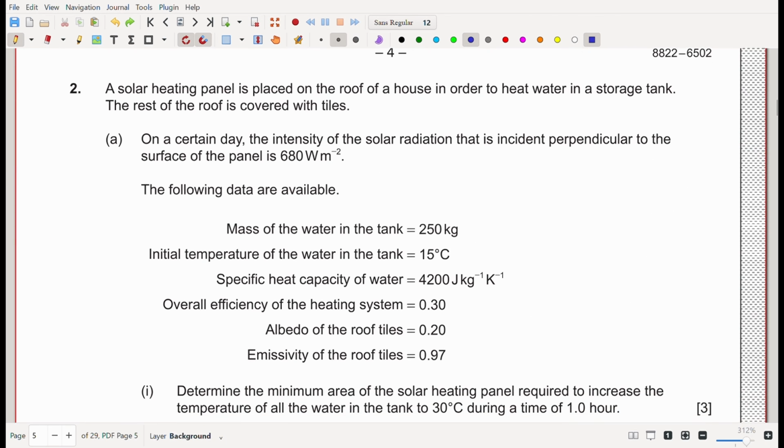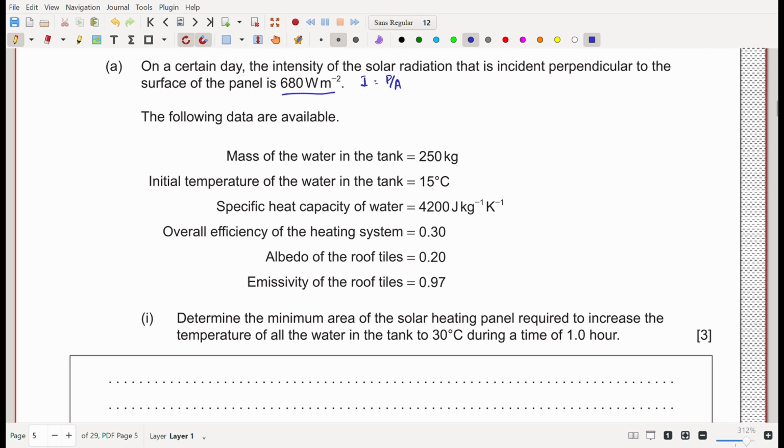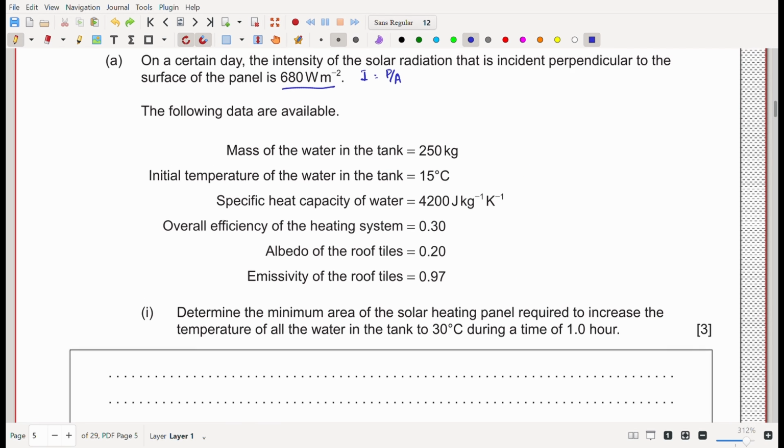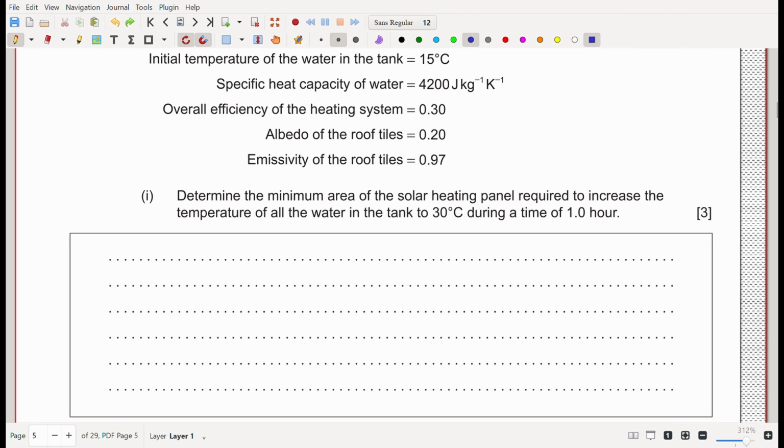Moving on to question number 2, we have an energy question. On a certain day, the intensity of solar radiation is 680 watts per meter squared, and if you remember, intensity is equal to power by area. So that is going to be useful later on in the questions. And we are given a slew of values, so we are going to have to answer our questions using these values.